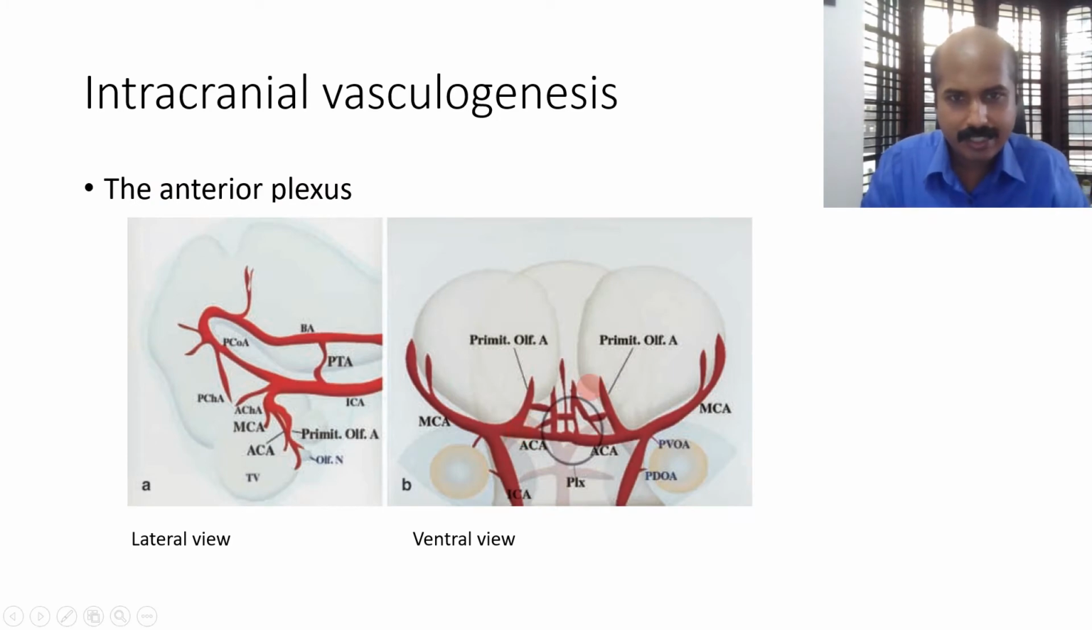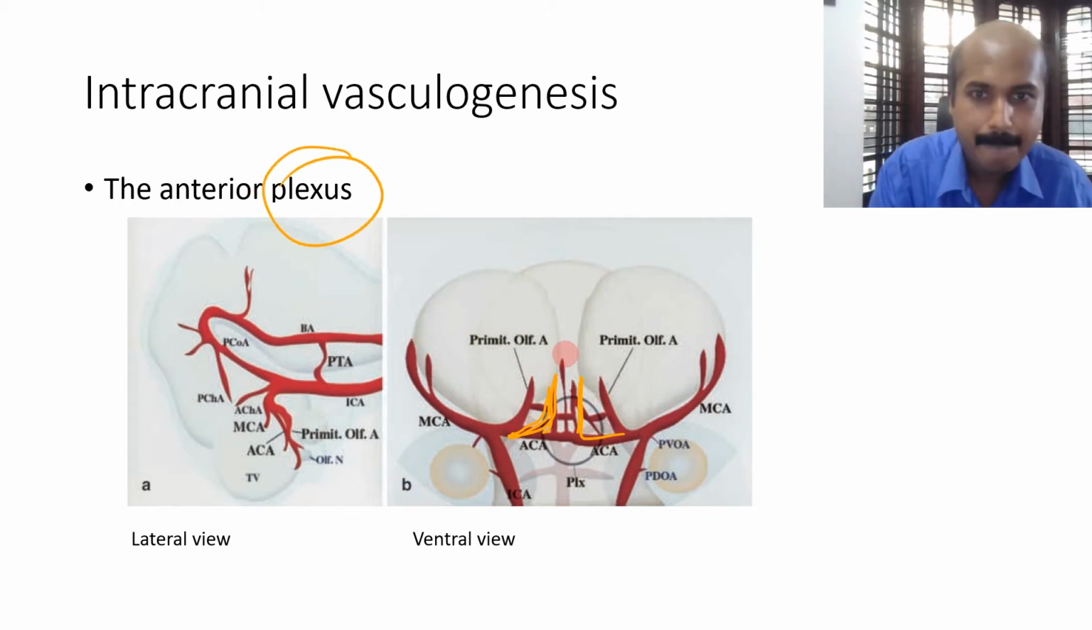Okay, now if you look at a ventral view of the brain, you can see that this is the olfactory branch. This is the medial olfactory branch. Medial olfactory branch is going to develop into the ACA, and you can see a development of a plexus. Here you have actually a plexus. Okay, and the lateral one is the MCA.